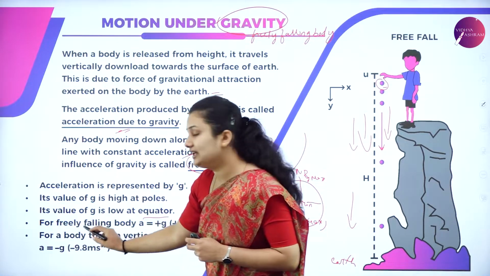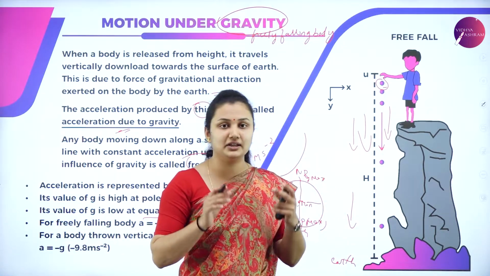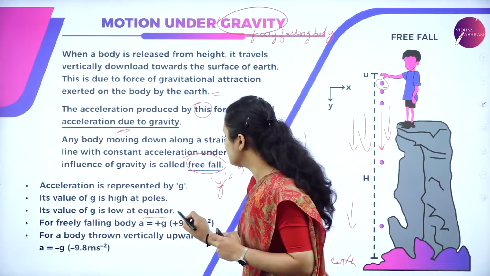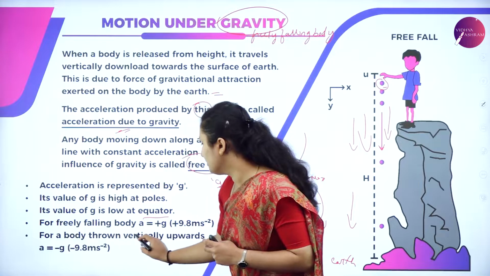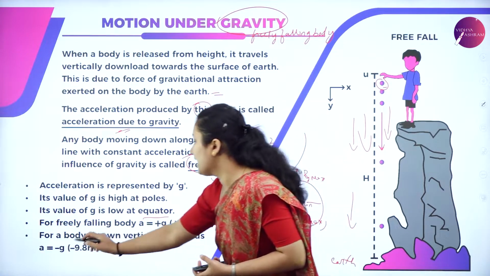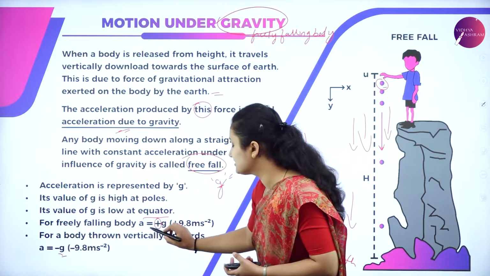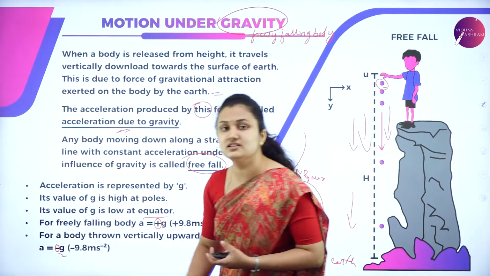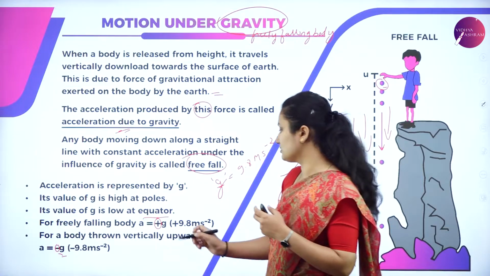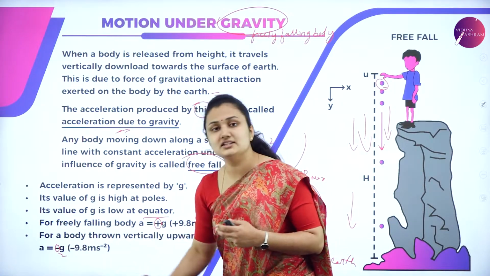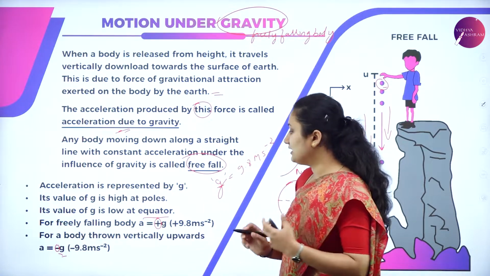So for a freely falling body, a is equal to plus g, and for a body thrown vertically upwards, a is minus g. What does this sign, plus and minus, indicate? What's the significance of the sign plus and minus? Why is it plus here and why is it minus here? So let us take an example.